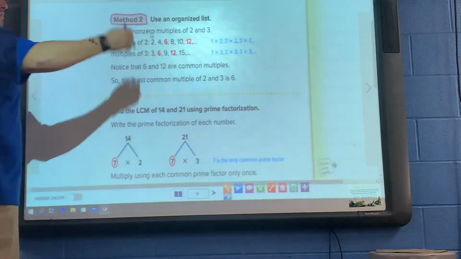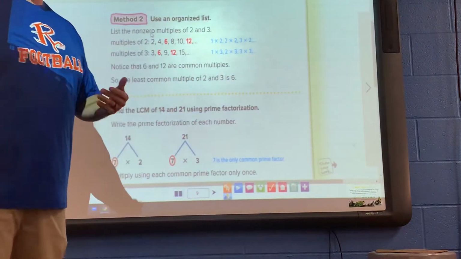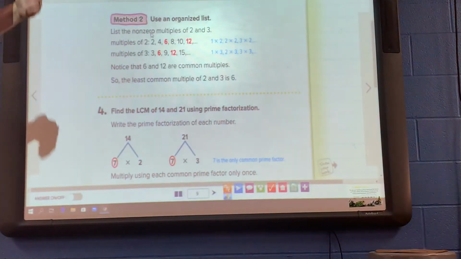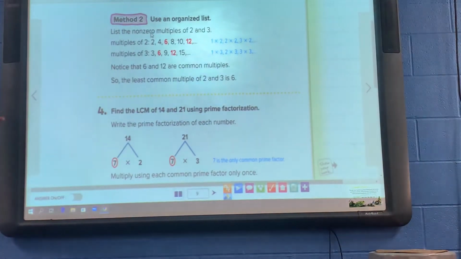The other way is just do the organized list again. Okay, this time all you're doing is listing out the multiples. So 2, 4, 6, 8, 10. Okay, 3, 6, 9, 12, 15. And then you're finding the smallest match they have.